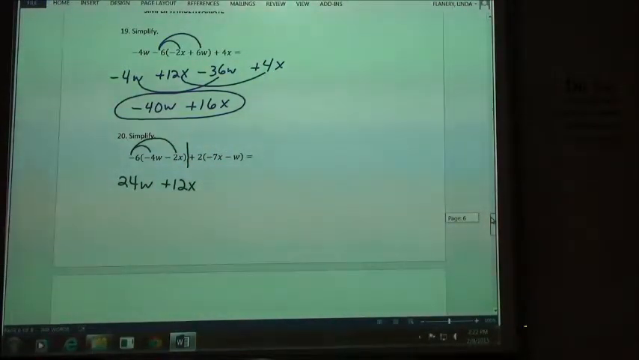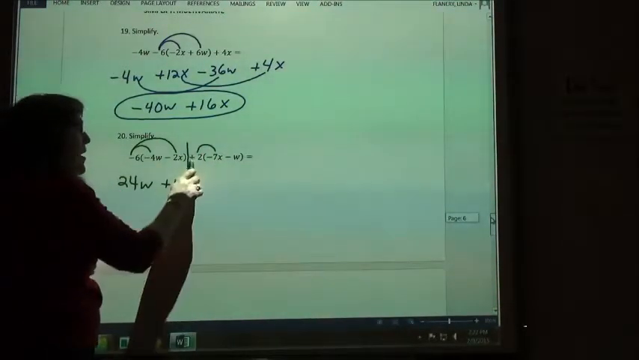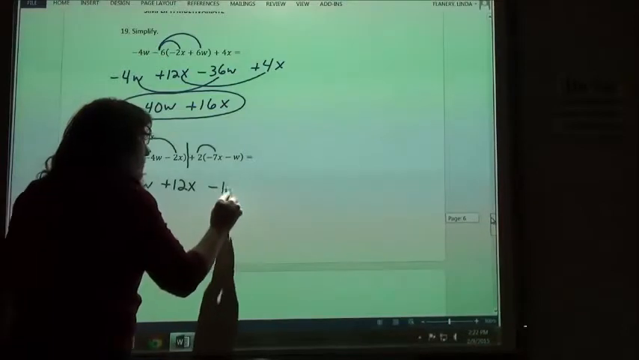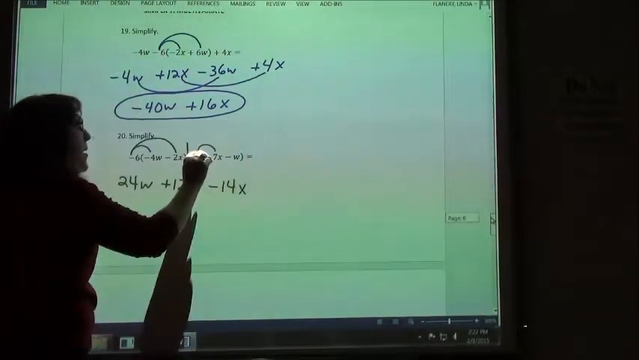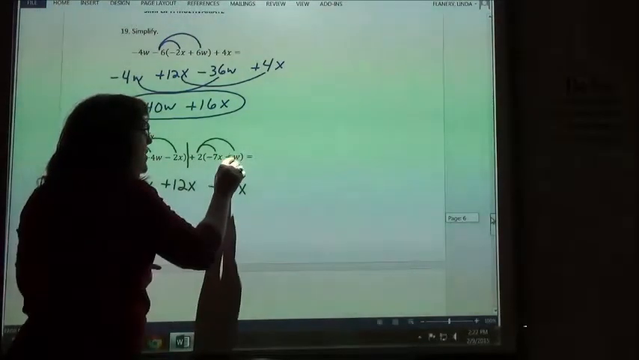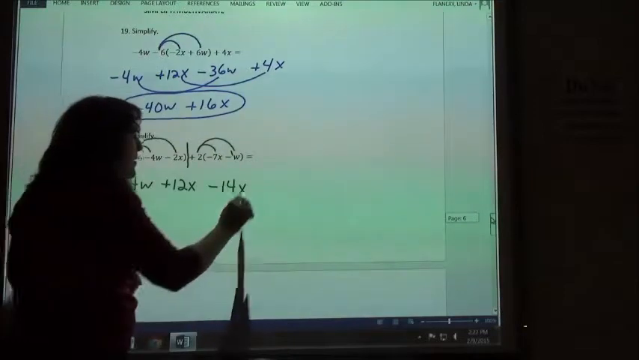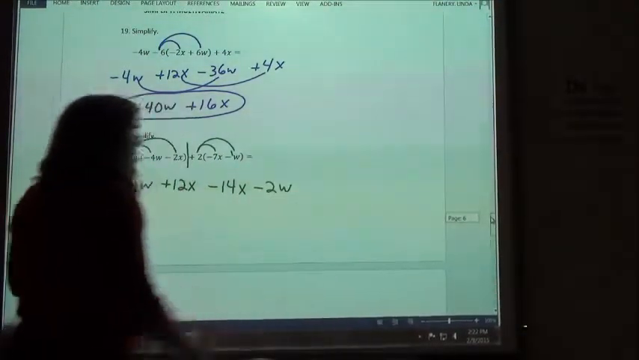Then I'm going to do my second multiplication. I'm not going to put my sign down till I do the sign of my answer. Positive 2 times a negative 7x. Positive times a negative is a negative, 14x. Positive 2 times a negative w. If you have a hard time remembering, that's a negative 1. Positive 2 times negative 1 is negative 2w.